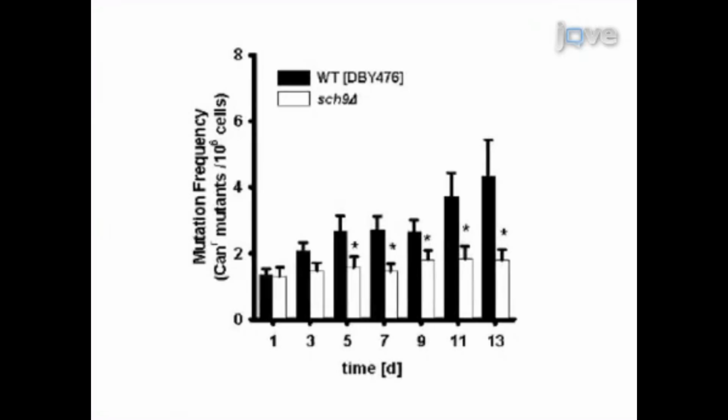Ultimately, results can be obtained that show changes in DNA mutations during yeast chronological aging through normalizing the mutation assay results to the viability. This method can help answer key questions in the aging field, such as the mechanisms that link aging and genomic instability in higher eukaryotes.